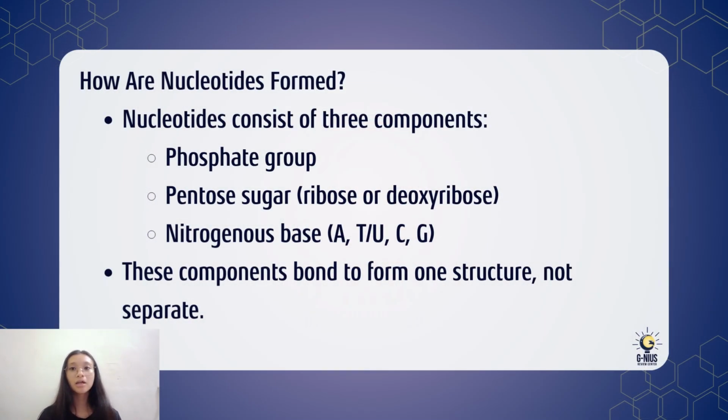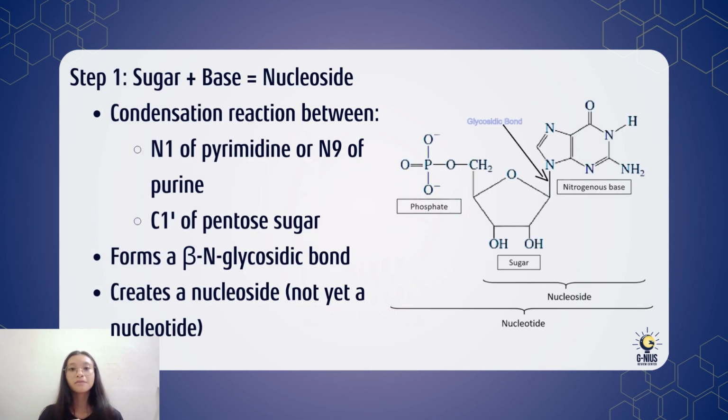To form a single nucleotide, we will need the three components that I just discussed. First, let's go to the nitrogenous base. In purines and pyrimidines, there are specific numbers which indicate the position of each element contained in the rings. For pyrimidines, the first nitrogen, N1, links to the 1' carbon of the pentose sugar. And if it's purines, the N9 will link to the 1' carbon of the pentose sugar.